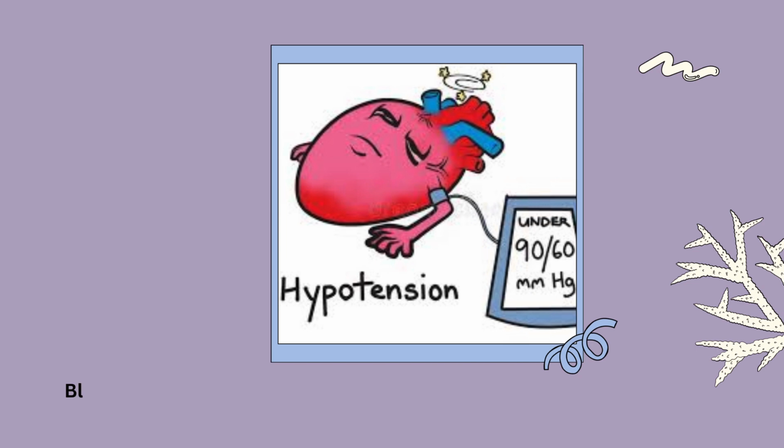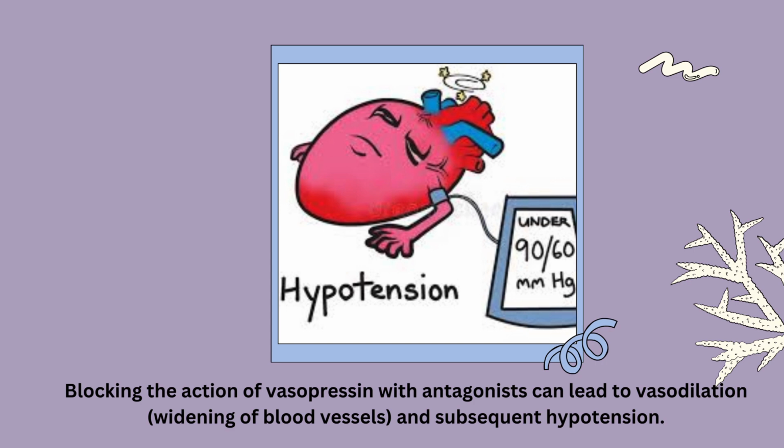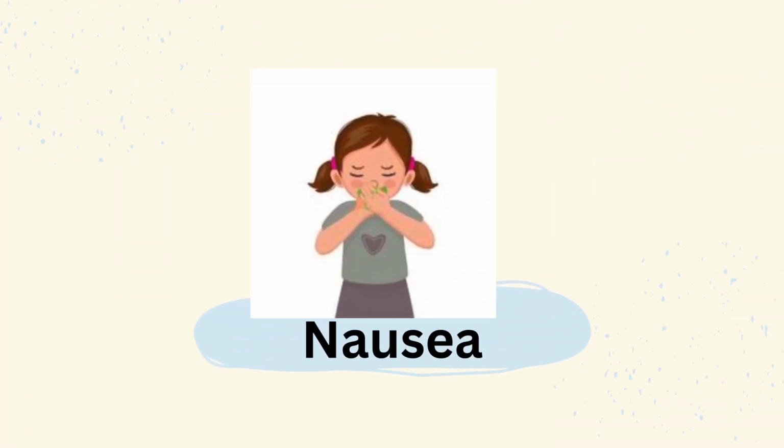Vasopressin plays a crucial role in regulating blood pressure by constricting blood vessels, particularly in situations where blood pressure drops. Blocking the action of vasopressin with antagonists can lead to vasodilation, which is the widening of the blood vessels, and subsequent hypertension. Besides that, nausea.